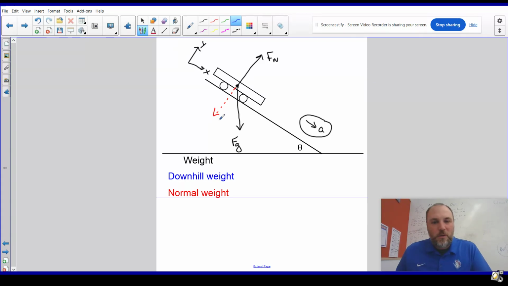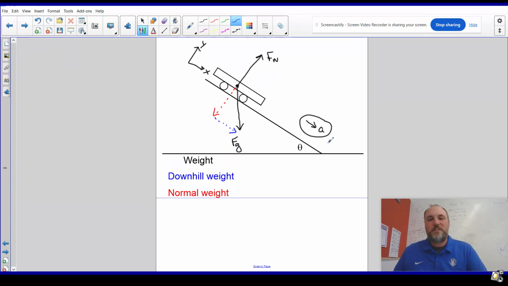And then I have what I call the downhill weight, which is, well, it's the part of the weight that's downhill. It's trying to make the cart speed up down the hill, okay? So with those components, I have one component of the weight that's perpendicular to the ramp and one component of the weight that's parallel to the ramp.